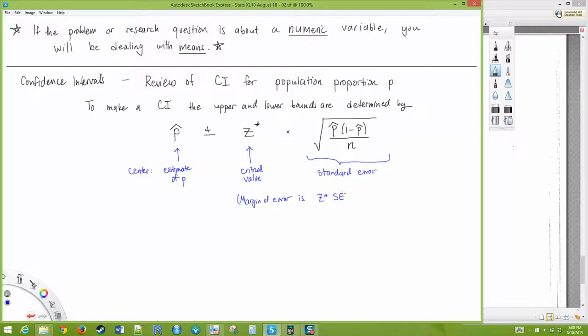Z star times the margin of error, okay? And then we say something like, we are blank percent confident that the population proportion P is between blank, which is the lower bound, and blank, the upper bound, right?